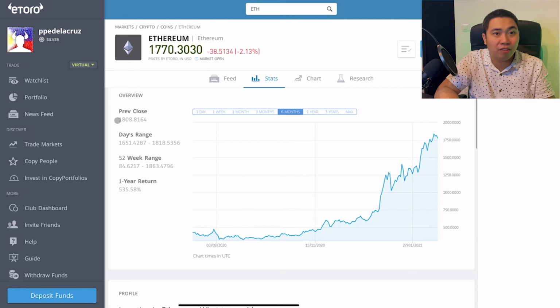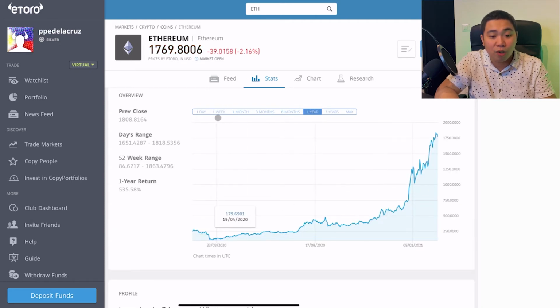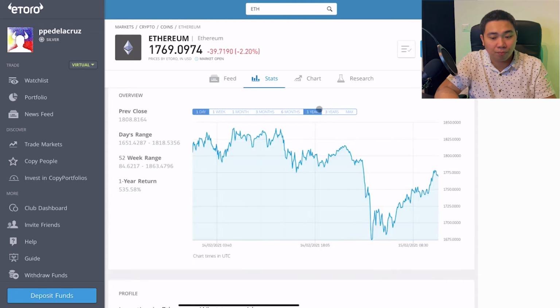You would have the previous close, the day's range, the 52-week range, and the 1-year return. What you will see is that Ethereum has performed really, really well over the past year, and it has returned about 535% in that 1-year period. You will also be able to see a very basic chart here, which you can use with different time periods like 1 day, 1 week, and so on. You would see the fluctuations also in the charts that are provided.